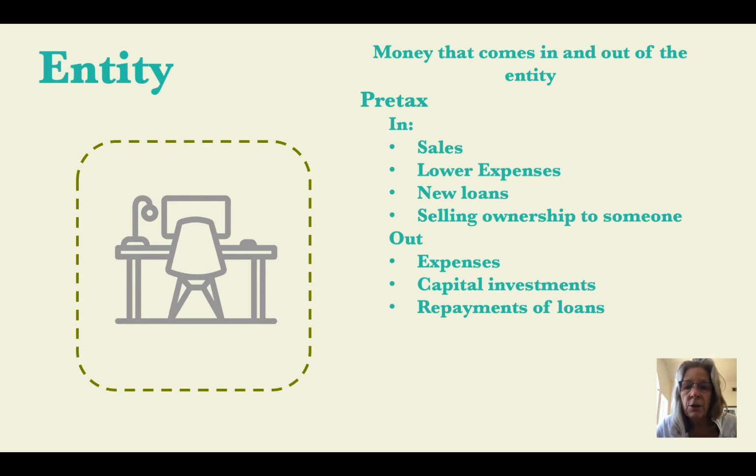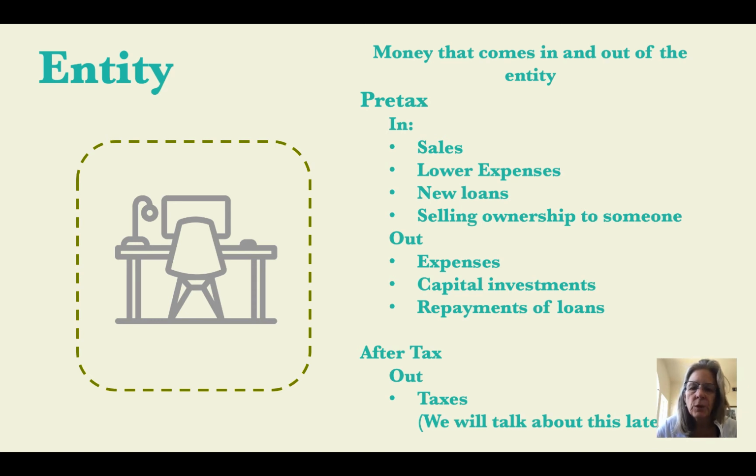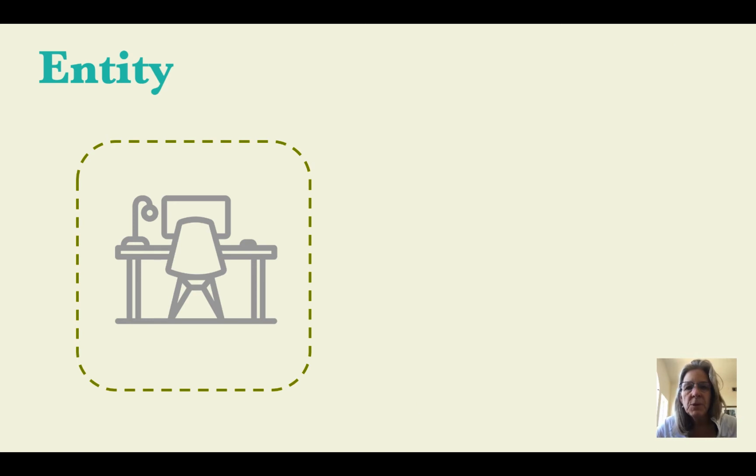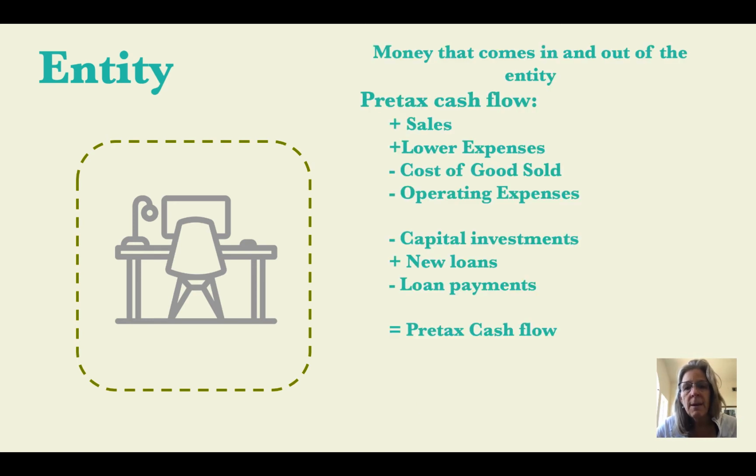The outs are increased expenses, any kind of capital investment that you make, and a repayment of loan. Now, on an after-tax basis, which is usually how companies do the analysis, we consider the taxes that are going out. We'll talk about this later, but in this video, we're going to be considering only the pre-tax numbers. So for pre-tax cash flow, we're going to add sales, add lower expenses, subtract cost of goods sold or increased operating expenses, subtract capital investment, add new loans, subtract loan payments.